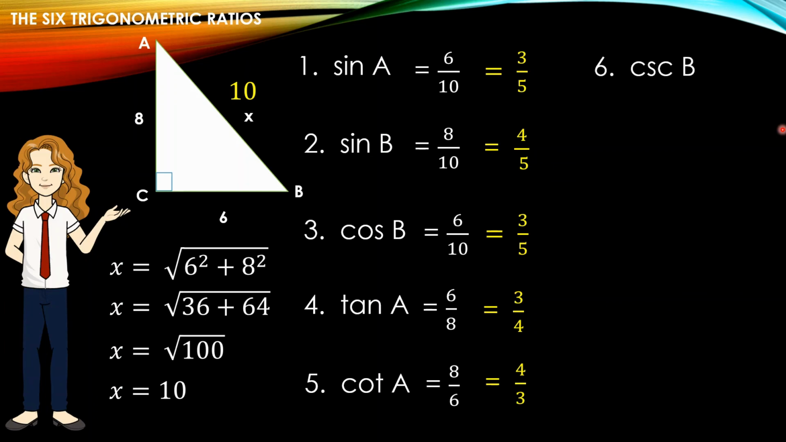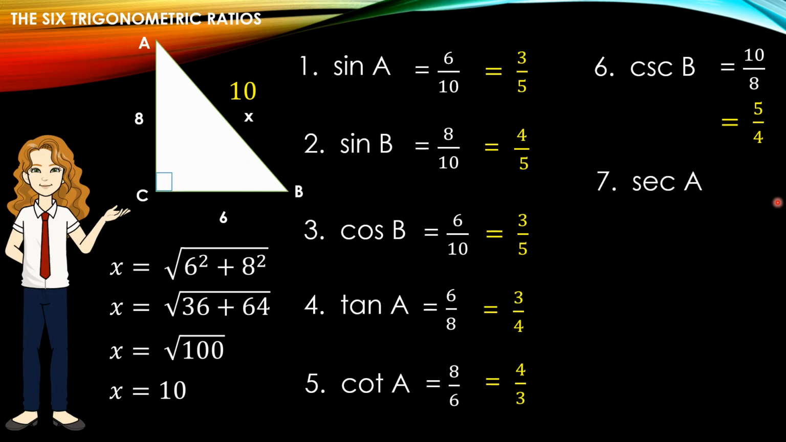Number 6, cosecant B. Cosecant B is the reciprocal of sine. This is the angle B. So the cosecant B is the hypotenuse over the opposite. The hypotenuse is 10 and the opposite is 8. So we have 10 over 8, divided by 2, so we have 5 over 4.